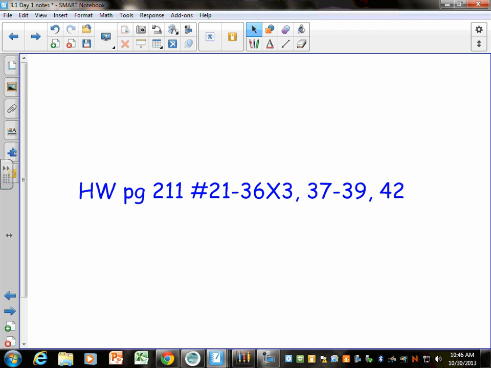So this is your homework: 21 through 36, multiples of 3, 37 through 39, and 42. Most of them are, is it a function or not? 27 through 37 and 38 are, is it a function? 39 and 42 are where you have to do the A through H stuff. So you should probably be ready for 39 before you leave. I skipped one of them because they had f of -1 and I was like, I'm not going to think. So it's got one extra.